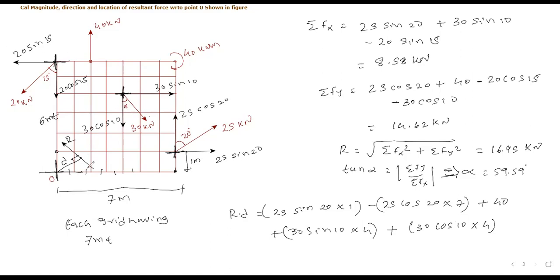Similarly, the 40 kilonewton load can be extended straight here. It will give anti-clockwise direction, 40 into 20 clockwise.